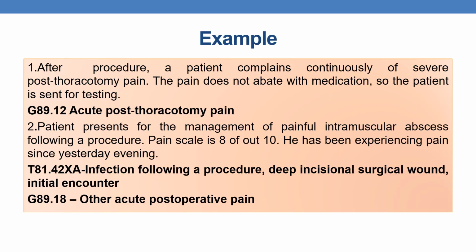Now let us see an example. After a procedure, a patient complains of continuous and severe post-thoracotomy pain, and the pain does not abate with medication. So the patient is sent for testing. Here, the patient is having post-operative pain and it is not mentioned whether it is acute or chronic, so by default you need to code the acute form. And in the second case, he is not having any complication associated with it. He is just having post-operative pain. He is sent for testing to determine whether there is any complication. So as of now, for this visit, you need to code only G89.12, acute post-thoracotomy pain.